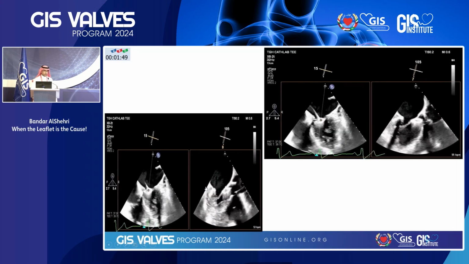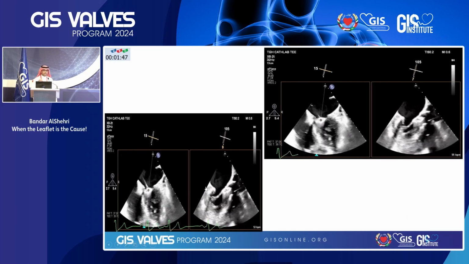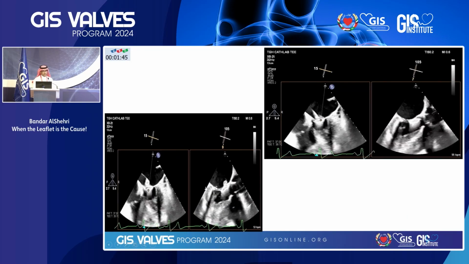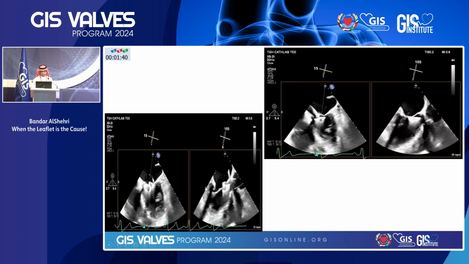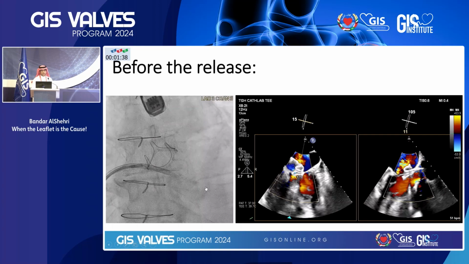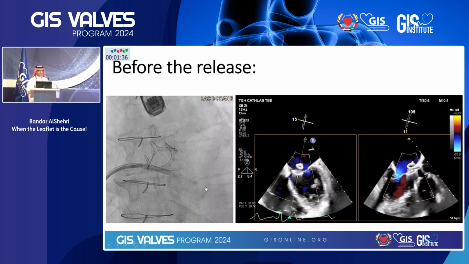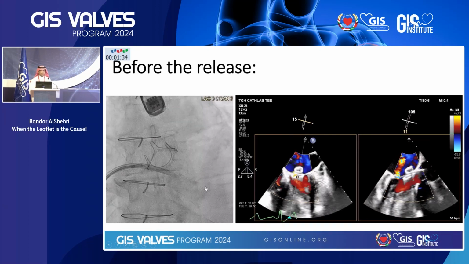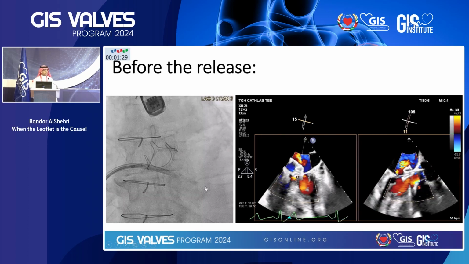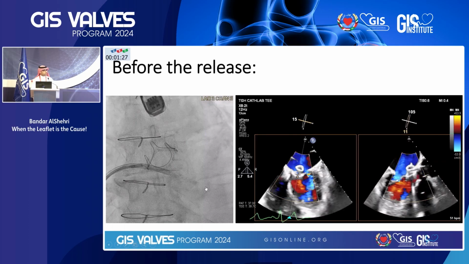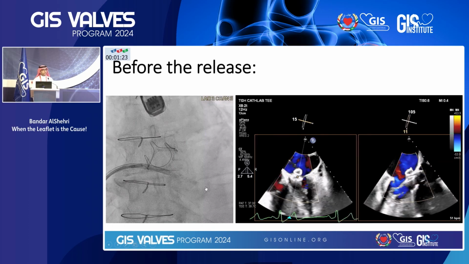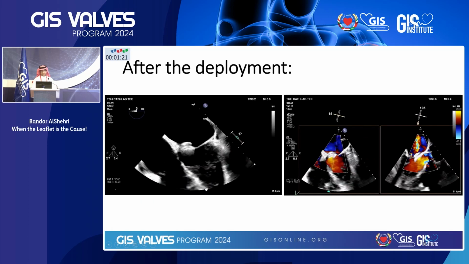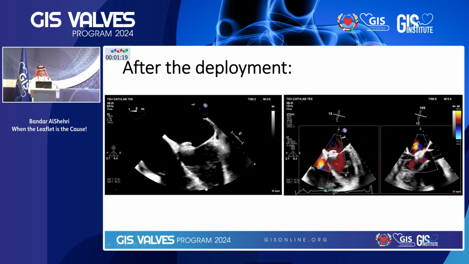As you see here, we opened the first disc, the left disc, against the base of the anterior leaflet, and slowly we are releasing the second disc. So this is after releasing the second disc. As you see, there is significant intrinsic MR. So we thought during that time that this is most likely related to the tension created by our delivery and the wire. So we decided to release it.